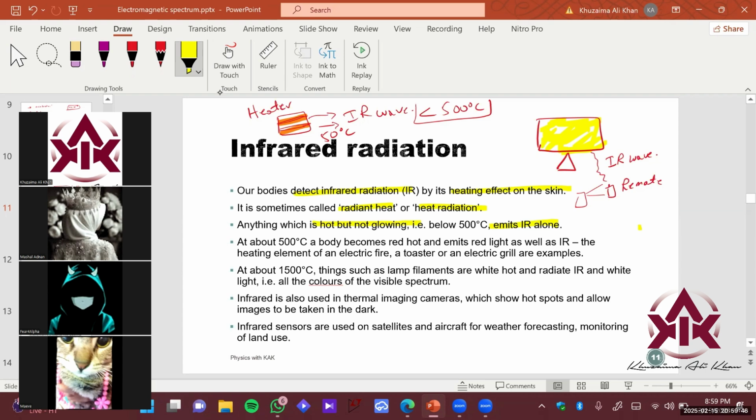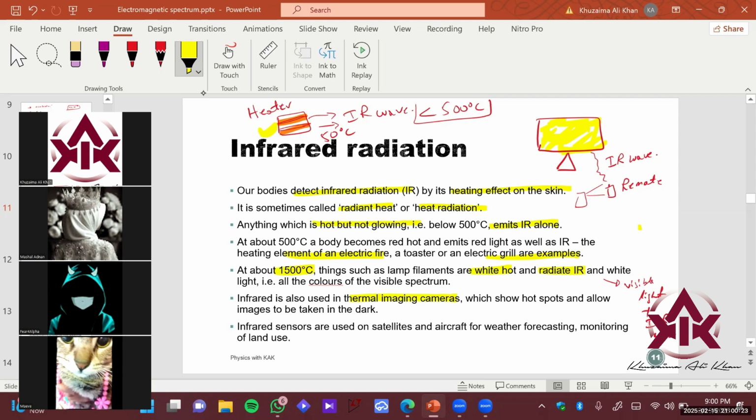So yeah, you can see the element of an electric fire. This is an example of something producing IR waves, okay? But some things which are at around 550 degrees Celsius emit both, white hot plus IR waves, right? So if anything is at 1500 degrees Celsius, they emit visible light plus IR waves. And where you can find this in real life applications, we have thermal imaging cameras.